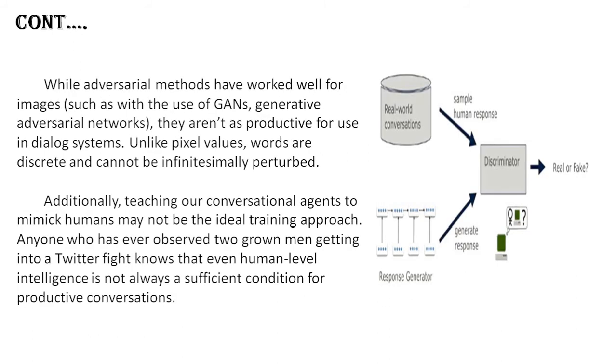While this method has worked well for images, it isn't as productive for use in dialogue systems. Unlike pixel values, words are discrete and cannot be infinitesimally perturbed. Additionally, teaching our conversational agents to mimic humans may not be the ideal training approach. Anyone who has ever observed two grown men getting into a Twitter fight knows that even human-level intelligence is also not always a sufficient condition for productive conversations.